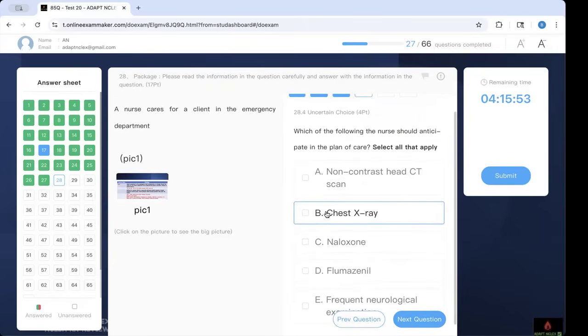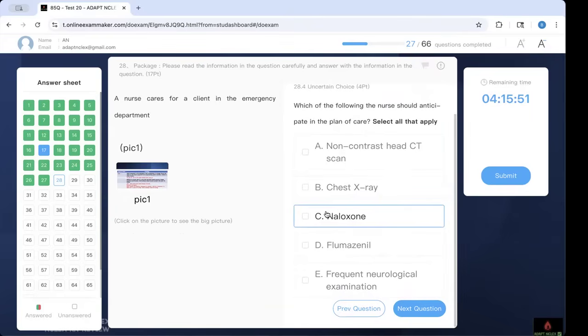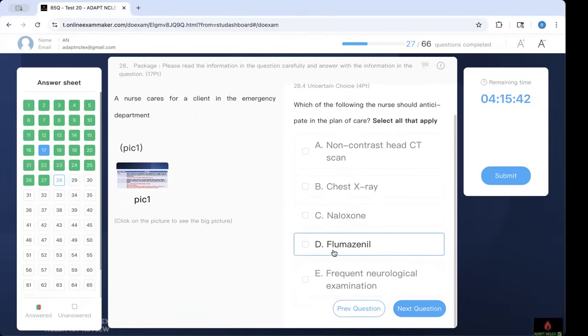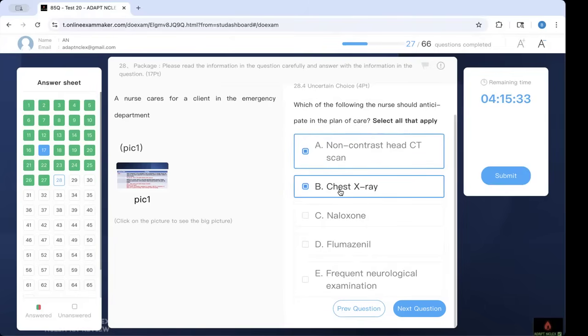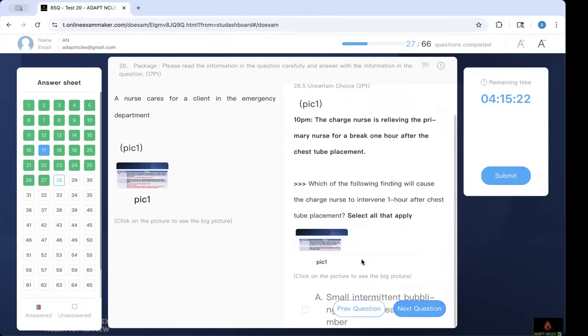Which of the following should the nurse anticipate in the plan of care? Overdose of opiate: CT scan, chest X-ray, naloxone, flumazenil, frequent neurological exams. When you see this kind of question, there's going to be a trap. The GCS is low. We've got to figure out what is going on in the head. We've got to listen to the lungs. Make sure you don't have aspiration. Opiate, get naloxone. But there's no flumazenil because that's for benzos. And frequent neurological exams.